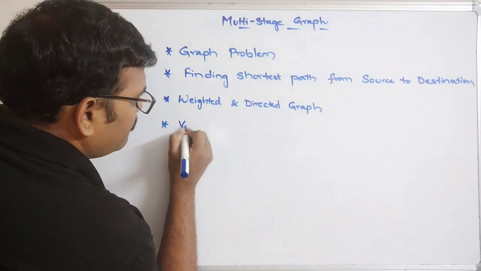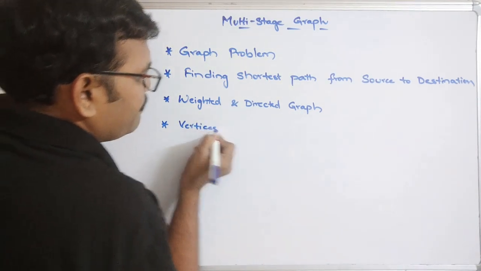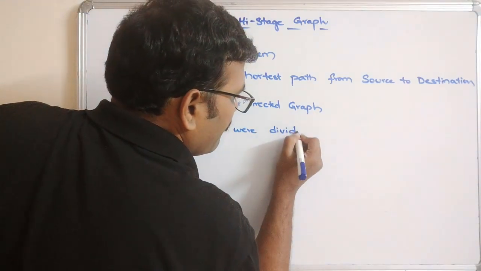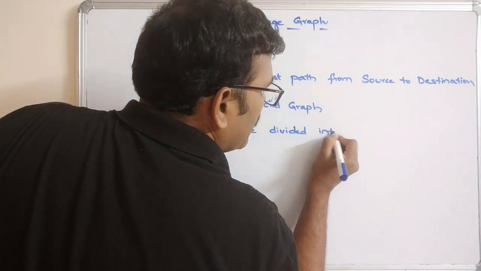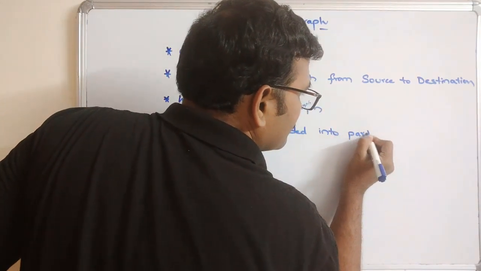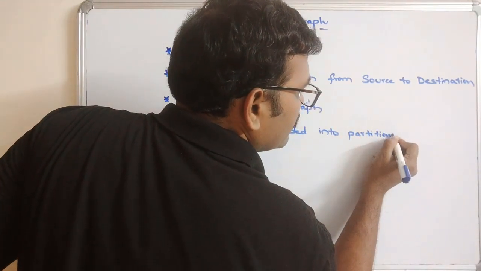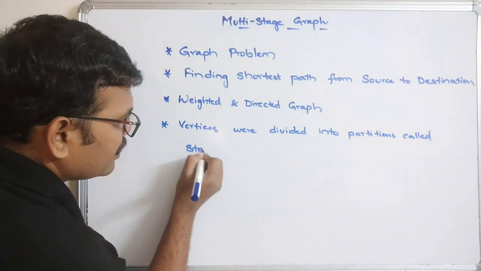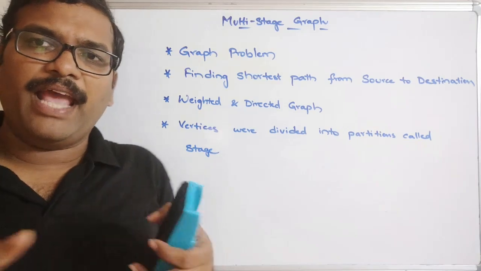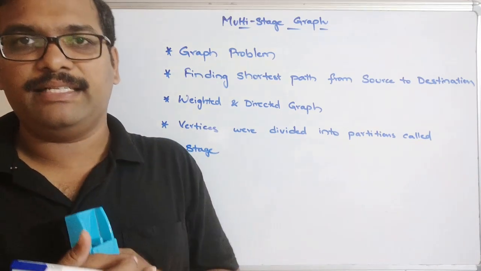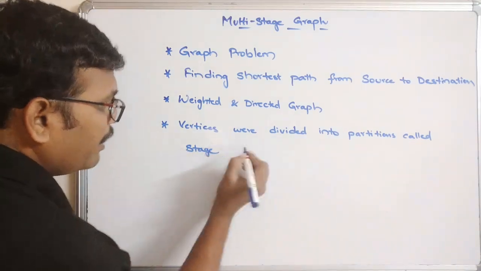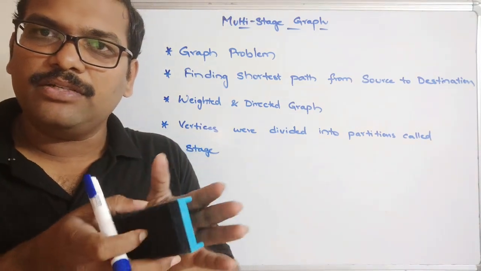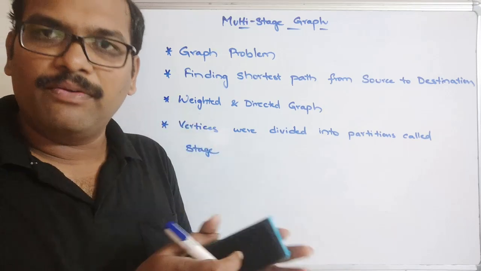So vertices were divided into partitions called stages. So each stage will be having a subset of vertices, and so the direction should be only one way, right?